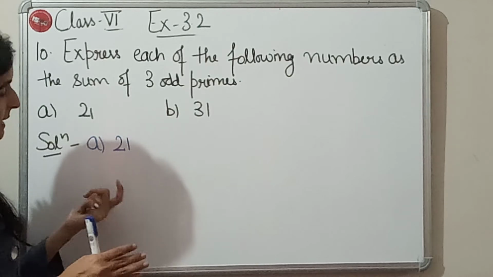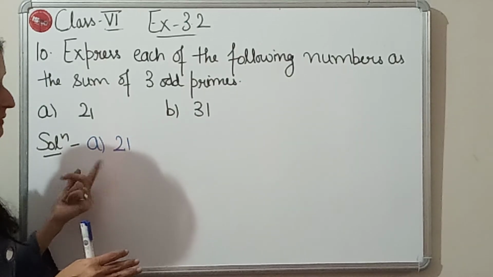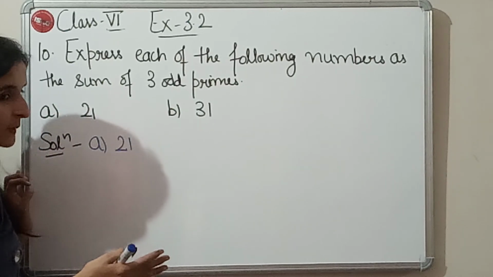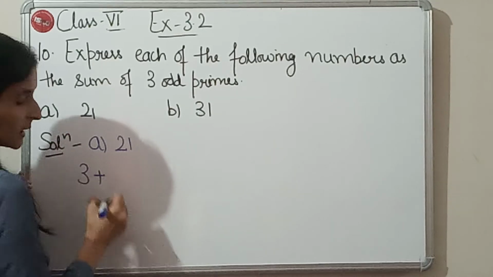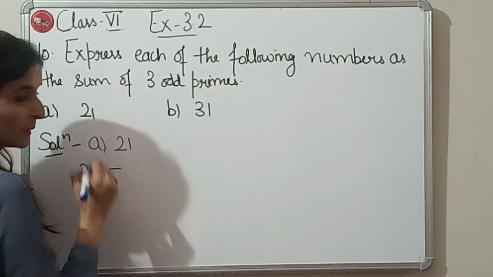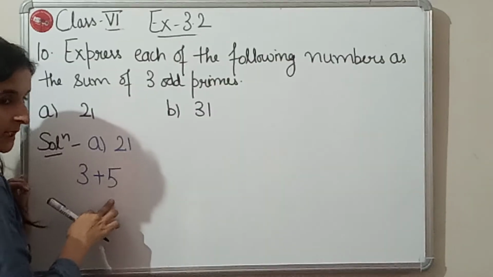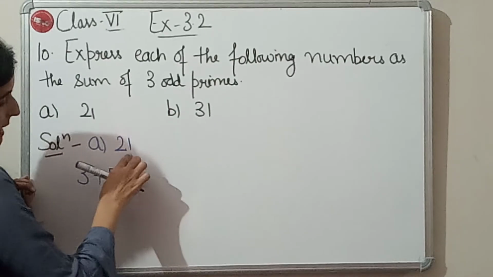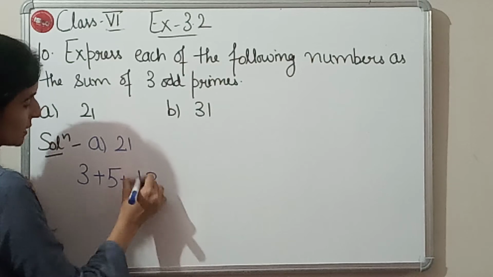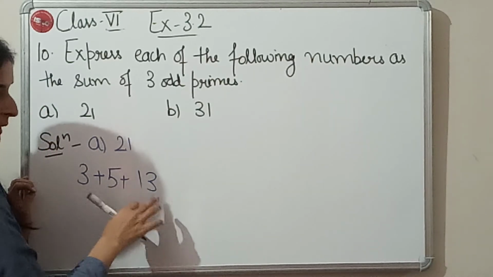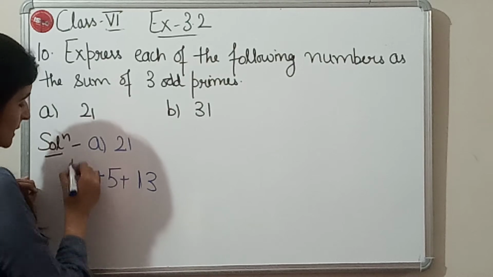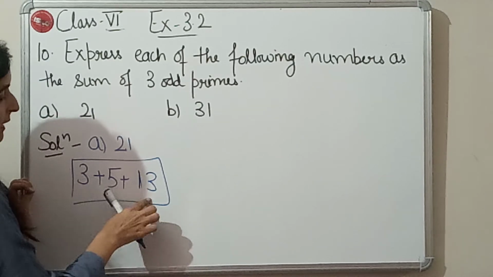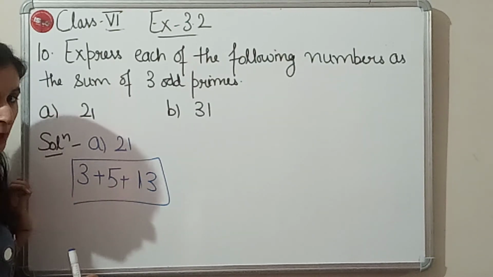Okay. So let us start writing these numbers as the sum of 3 odd primes. So we cannot take 2. Then let's move to the next prime number. Next prime number is 3. After that, the next prime number is 5. 3 plus 5 is 8. Now what should be added to 8 to get 21? 21 minus 8 is 13. So 3, 5 and 13. We can write it like this. 3 plus 5 is 8. 8 plus 13 is 21. And 3, 5 and 13, these all are odd prime numbers.